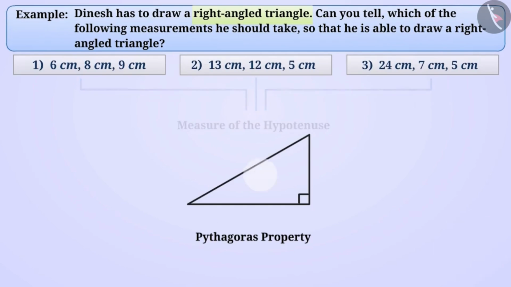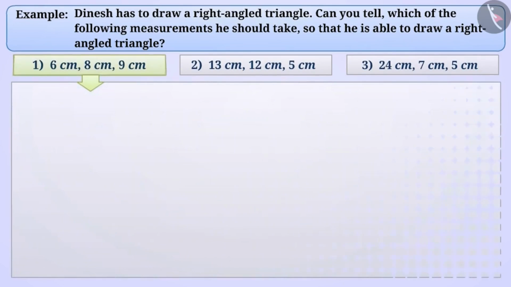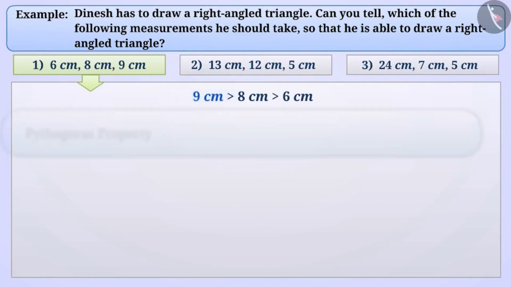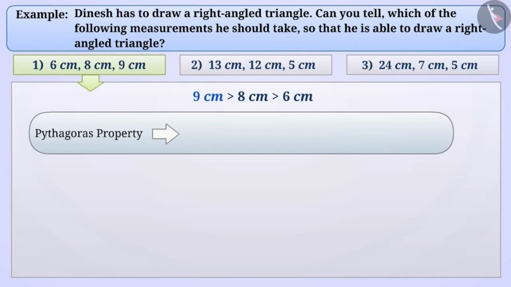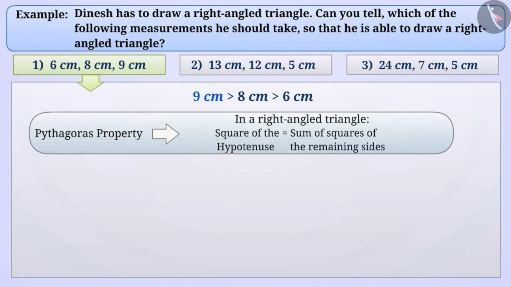Let me tell you, in a right-angled triangle, the measure of the hypotenuse is greater than the remaining 2 sides. With this understanding, we can find the measure of the hypotenuse. In the first statement, we see that 9 cm is greater in measure than the remaining sides. So it can be the measure of the hypotenuse. According to the Pythagoras property, in a right-angled triangle, the square of the hypotenuse is equal to the sum of the squares of the remaining sides. We will use this property to determine whether or not a right-angled triangle can be formed by the measurements given in the first statement.